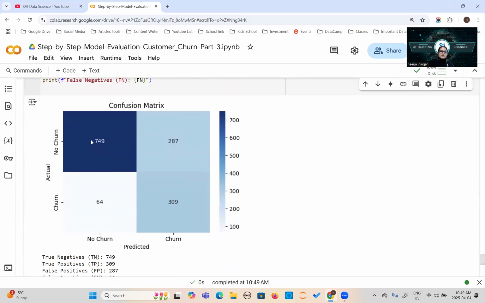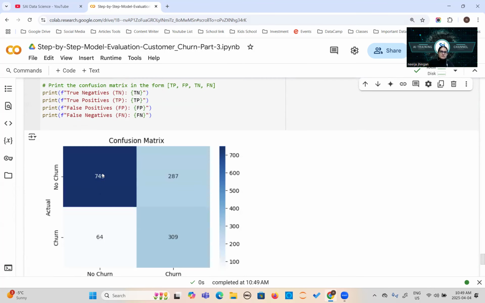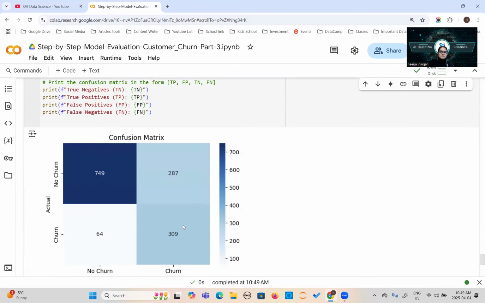This is now showing 749,309. Okay, and this is 64 and 287. So what was the previous result? We will pick up this one first, and you are this one, 309. No, or this one, 749 or 644. Sorry, 64.